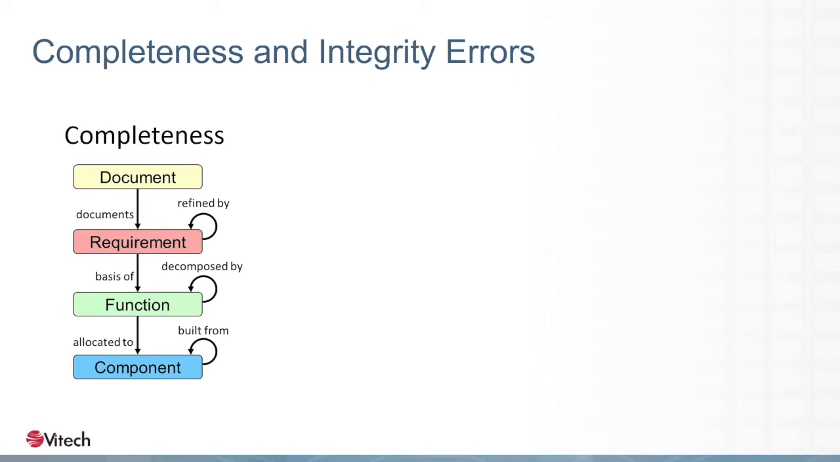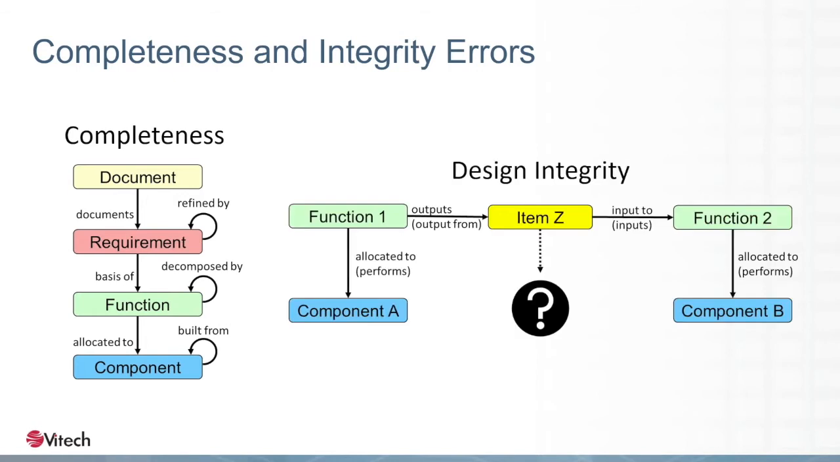Completeness checks. The other type of checks are design integrity checks. So for example, if we have a function allocated to a component, a different function allocated to a different component, and those functions exchange an item, there must be a connecting link between those components, and the item must be transferred by that link. Design integrity checks, GENESYS will help you catch that that item is not transferred, or that item is transferred by a link that does not flow between those components. It is keeping alignment in your design.